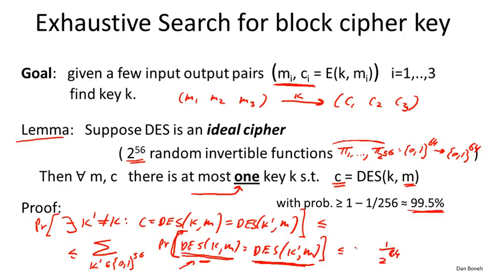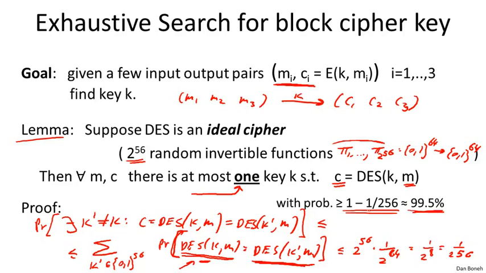And we're summing over all 2^56 keys, so we just multiply. We get 1 over 2^8, which is basically 1 over 256. So the probability that the key is not unique is 1 over 256. Therefore, the probability that it is unique is 1 minus that, which is 99.5%. So already, if you give me one plaintext-ciphertext pair, the key is completely determined. There's only one key that will map that plaintext to that ciphertext, and the question is just, can you find that key?